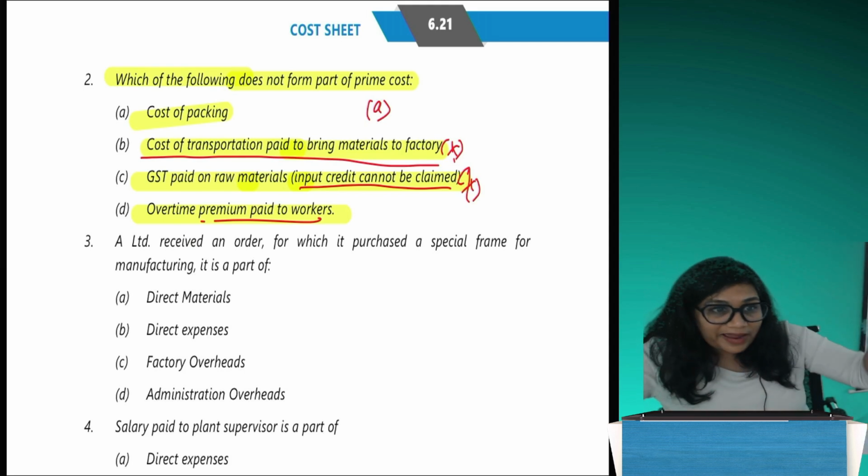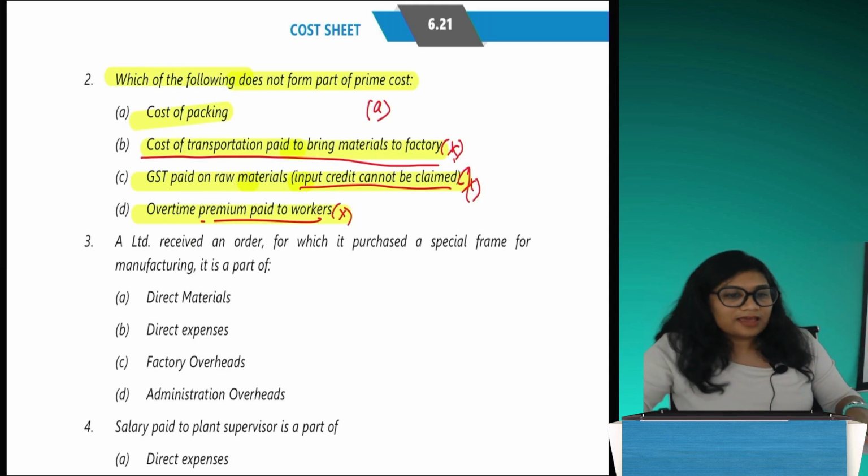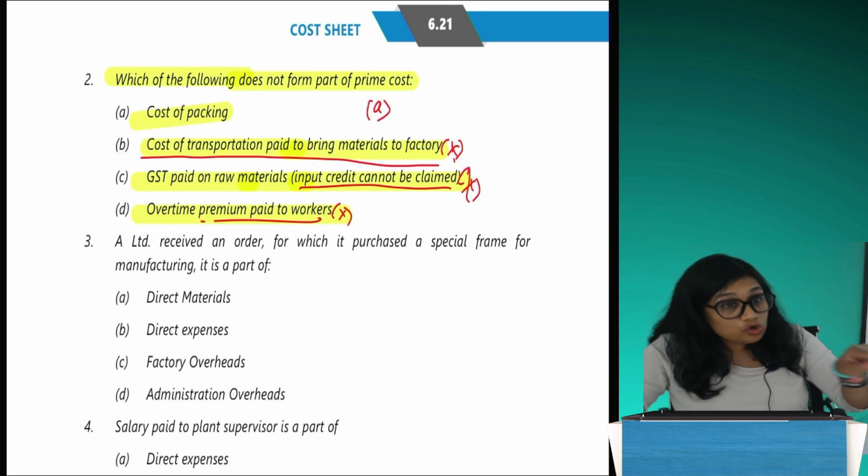So FOH and AOH is not direct. So that is eliminated already. It is not a material. So if it is not material, it is not labor. Where does it fall? In expense. So the answer is B, direct expenses.